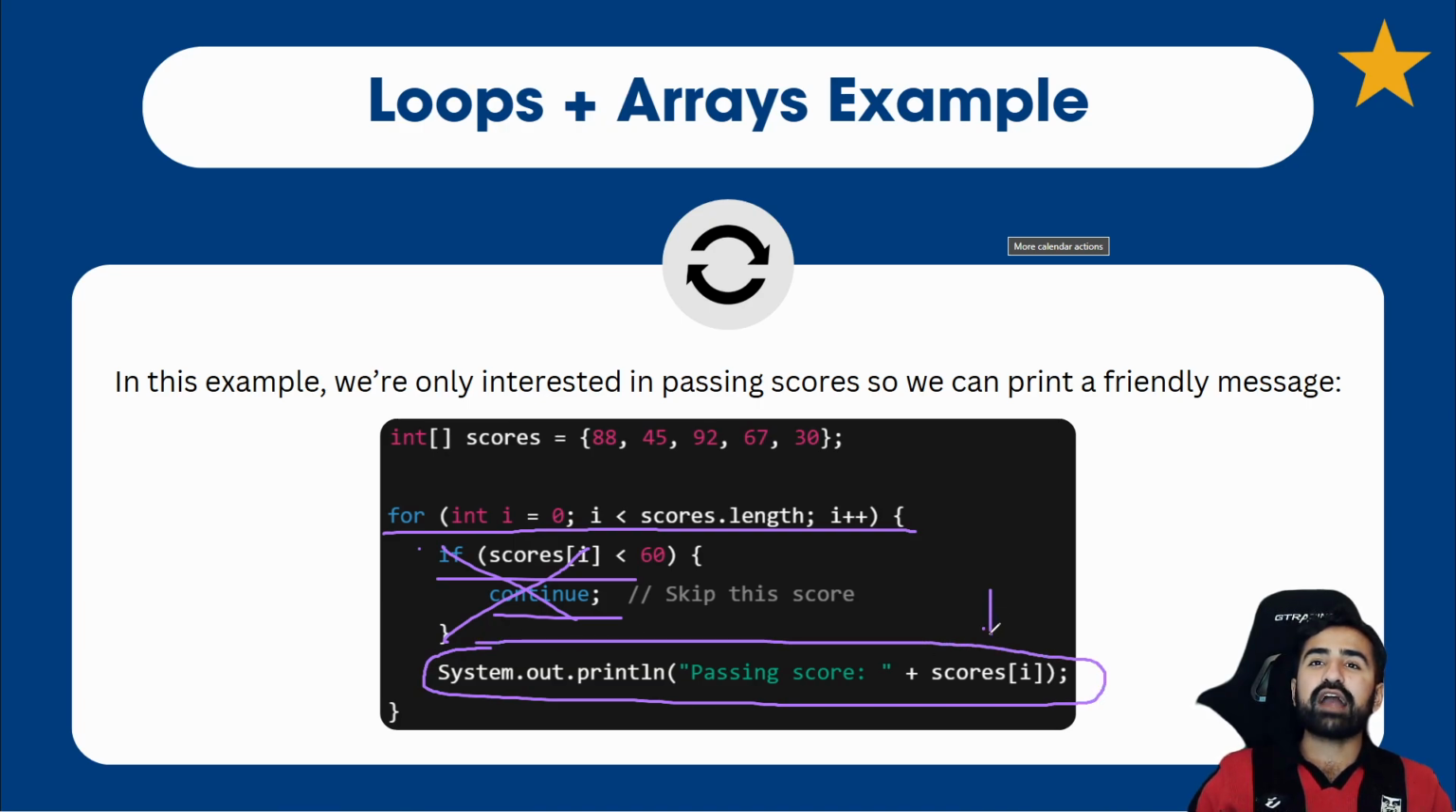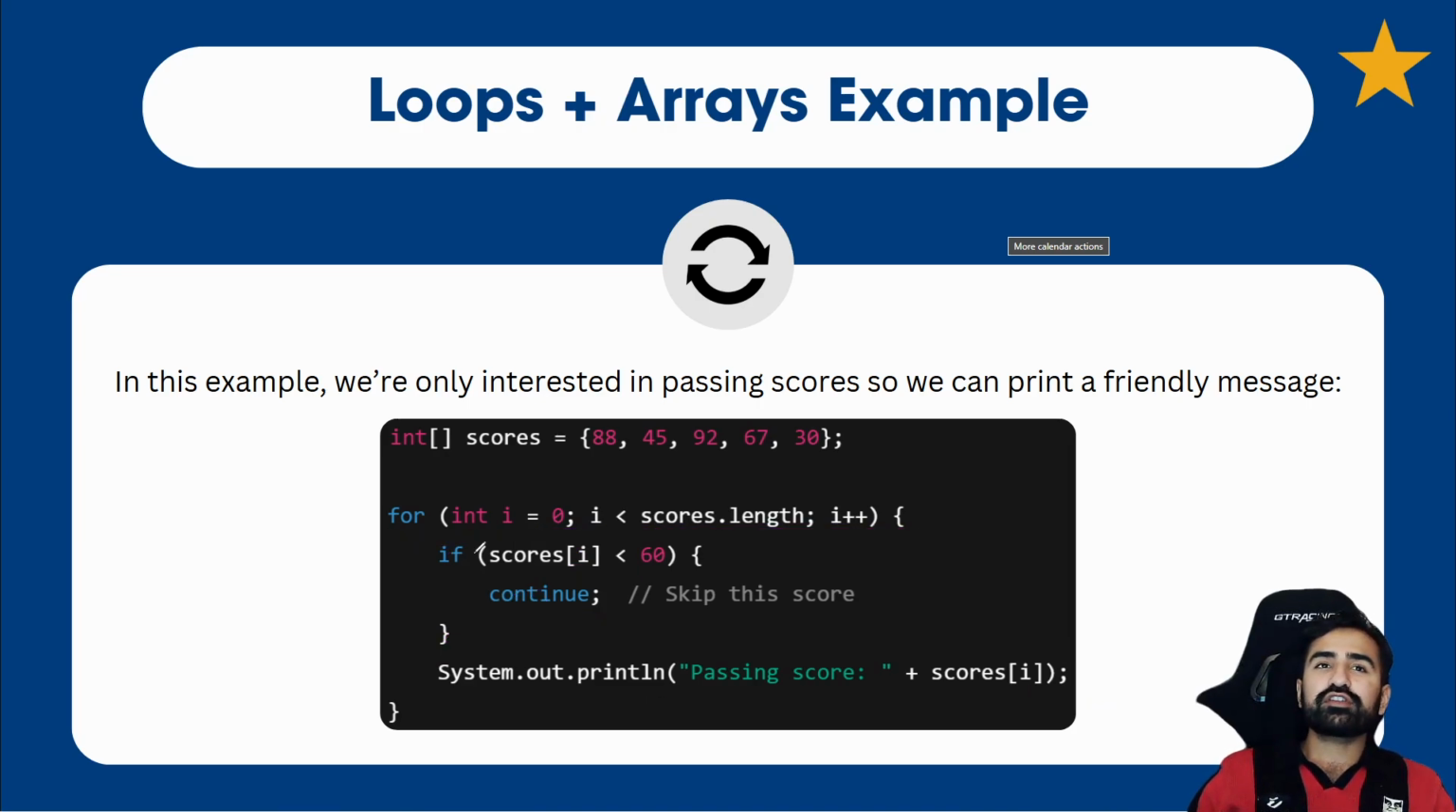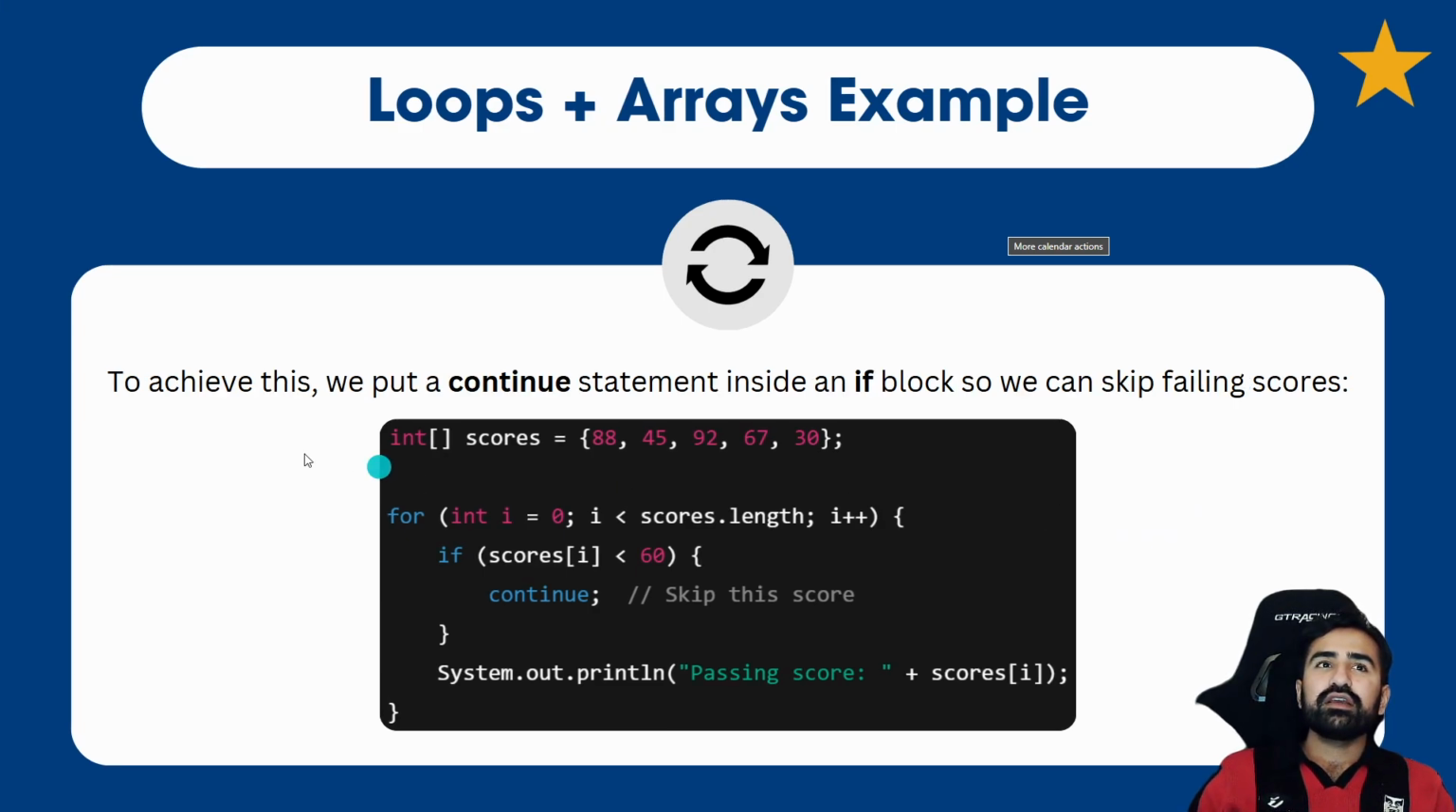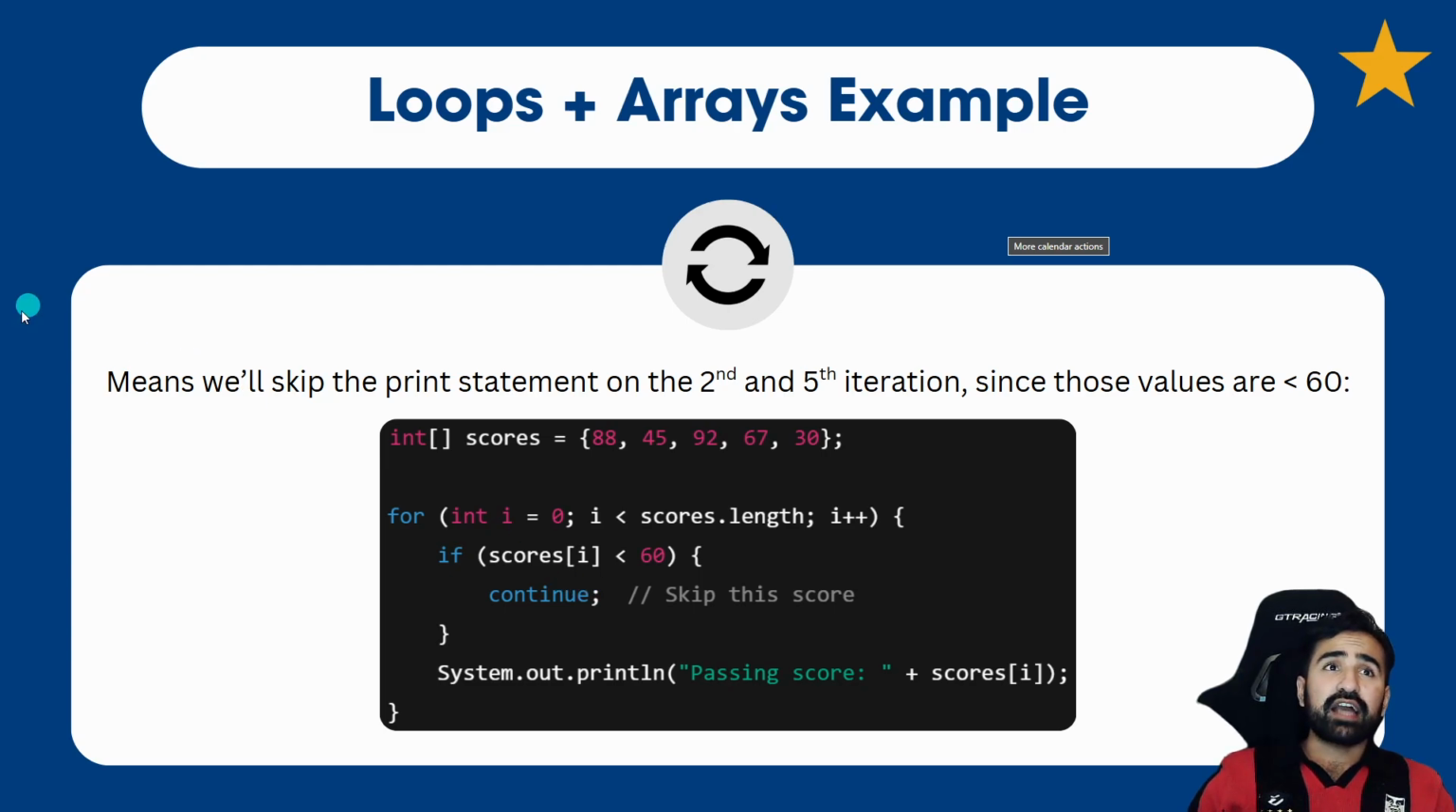Again, we access the score by doing the name of the array and then indicating an index. The beauty of the loop is we just put an i in there, and then the loop takes care of the rest for us. So if you want to skip a certain iteration, use a continue statement. Naturally, it usually goes with an if, some kind of conditional. To achieve this, we put the continue statement inside the if block to skip the failing scores. Because if score is less than 60, it's a failing score. So we did access here and here.